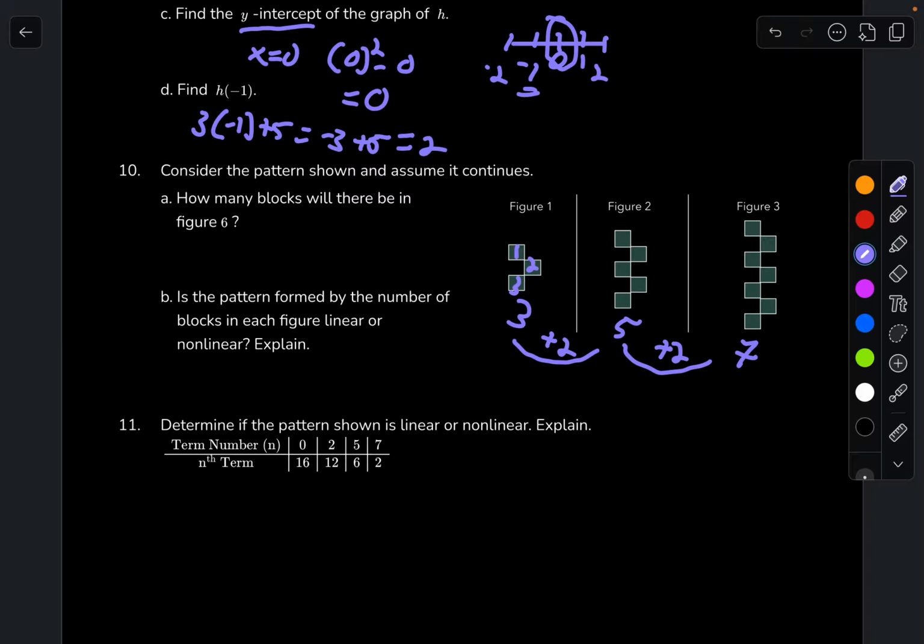So when they say how many blocks will there be in figure 6, and we're at 3, so 3 was 7, 4 is going to be 2 more, 9, 5 is going to be 2 more, 11, 6 is going to be 2 more, and it's 13. So figure 6 equals 13. I just kept the pattern going, adding 2 each time. And that was the figure number, 3, 4, 5, and 6.